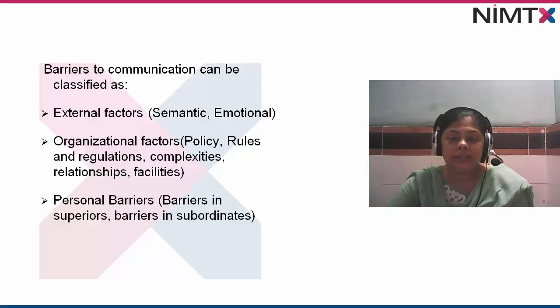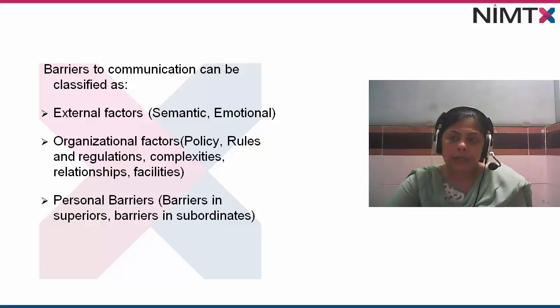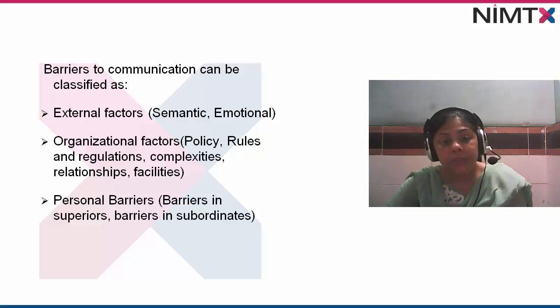You give undue reliance in the organization. There is an undue reliance on written words, so a thing that could have been done orally is being done in writing. So these are some of the emotional factors: organizational factors, policy, rules and regulations, complexities, relationships, facilities. How can policy become a barrier in communication? In an organization, they have a policy, they have rules for everything. For example, there is a policy that every communication should be in writing. So the manager would send you in writing.